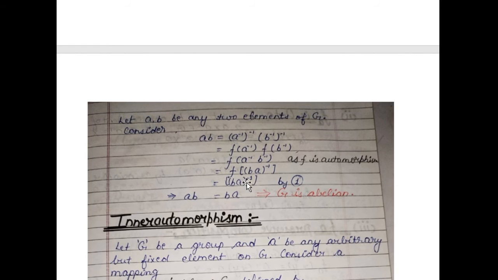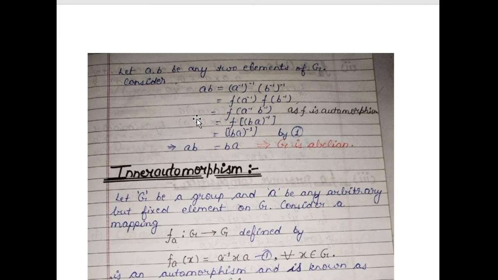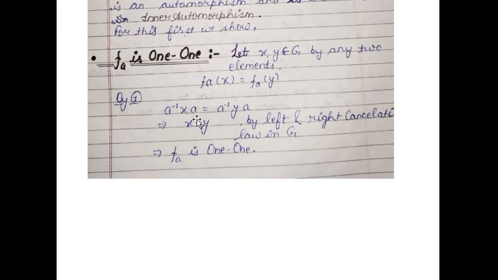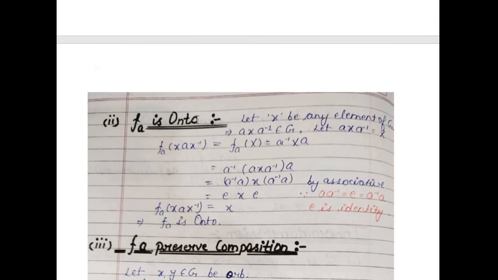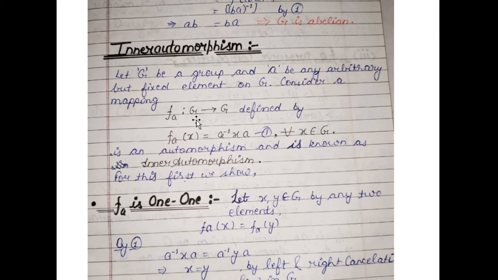And now by the definition of the mapping, it associates each element to its inverse. So it will be equal to (BA inverse) inverse, and inverse of inverse will be equal to BA. So we have taken AB and proved AB is equal to BA. So that shows this group is abelian, since this is the commutative law held by the group. So we have proved both the parts of the theorem. Now we discuss what about the automorphism? Now we are going to define inner automorphism.